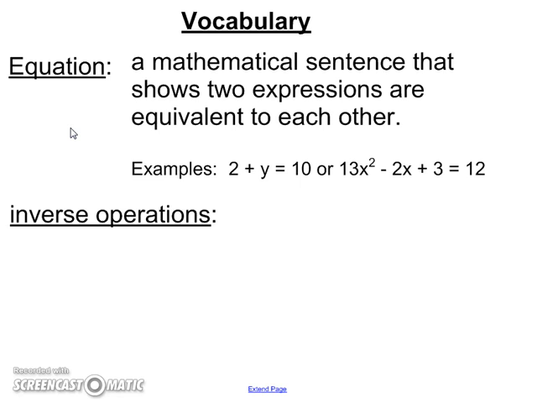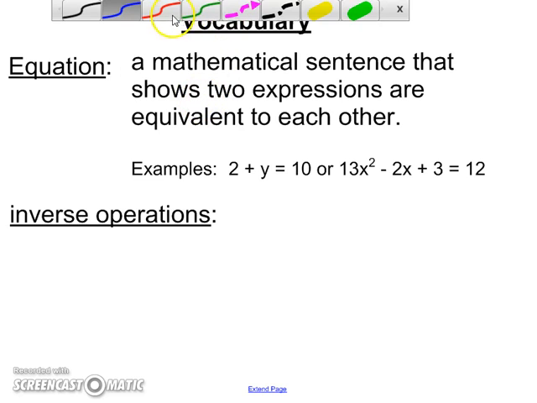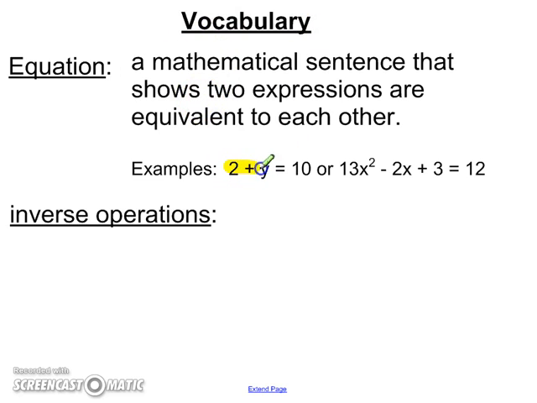First of all is an equation. An equation is a mathematical sentence that shows two expressions are equivalent to each other. So in this particular case, I have a couple examples. The first example, 2 plus y equals 10. That is telling me that these two values, when I add them together, are equal to 10. And I hope everybody realizes at this point that y is equal to 8. This is one of the types of equations that we are going to solve in this particular section.